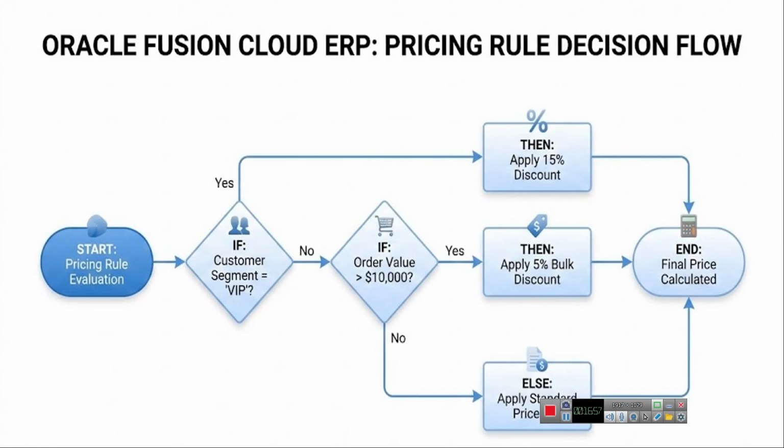So it will check another strategy, to see what strategy gets applied. If the order value is greater than 10,000, for example 10,000 USD, then it may apply the bulk discount. As I said, distributors buying in bulk may get the discount. If they are not ordering more than $10,000, then the standard price is applied and your final price is calculated. That's how the pricing engine runs in the background.